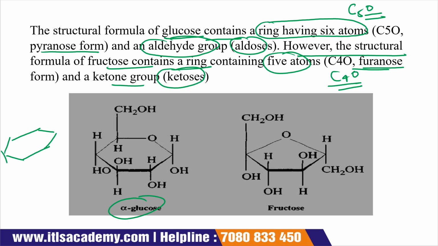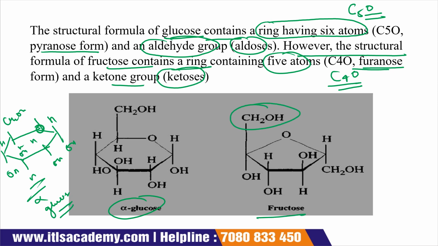Now, in a ring, first here it is H, hydrogen group, then OH group, then CH2OH, then H, here O, then H, OH, H, OH, here OH and H. This is alpha glucose. Okay. Now, this is your fructose. In fructose, here a CH2OH group is attached and here a CH2OH group is attached.